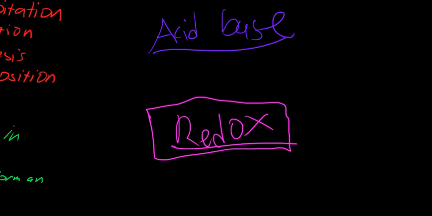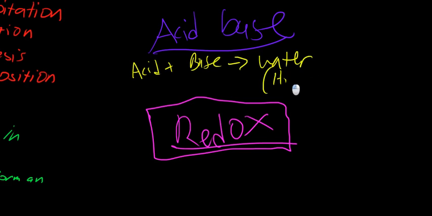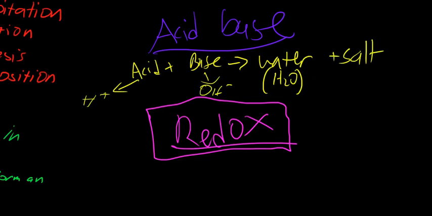So in that sense, we're just going to go more into the acid-base reaction. The acid-base reaction is basically an acid and a base reacting to form water, H2O, plus a salt, a salt meaning an ionic compound. Now acids form H plus ions, and a base forms OH minus ions. For more information on acid-base reactions, you can go ahead and check out our acid-base video.